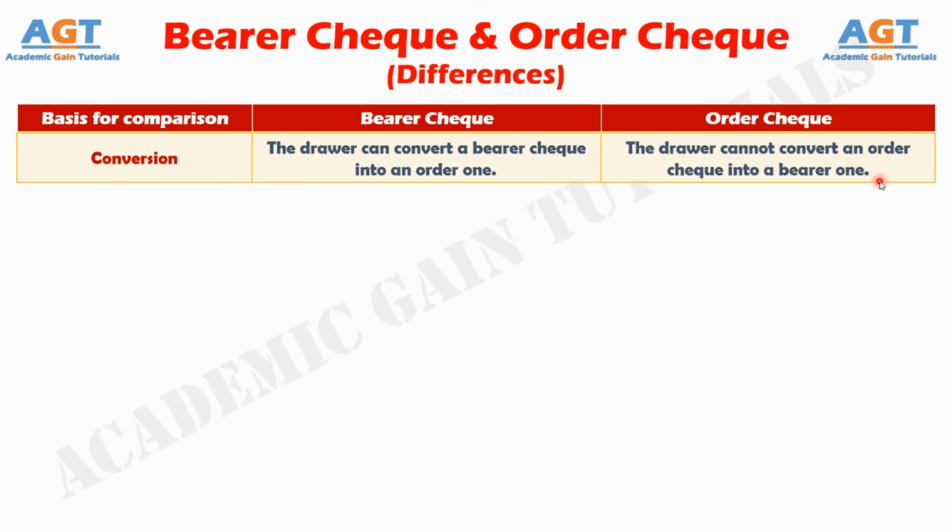Moreover, the payment made by way of an order check is safer in comparison to a bearer check. This is because the person presenting the check at the counter needs to prove his identity to the paying cashier. Once the cashier is satisfied with the details provided, he releases the funds. So, these are the differences between bearer check and order check.